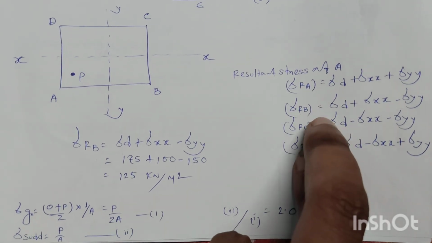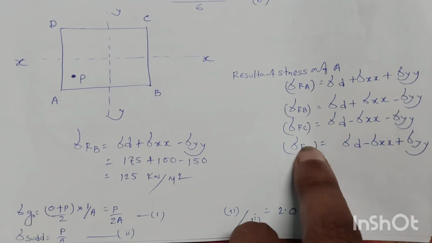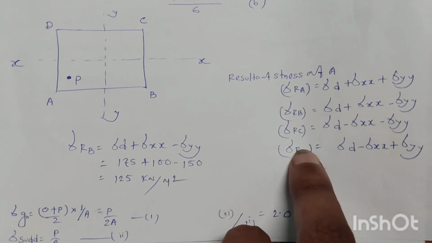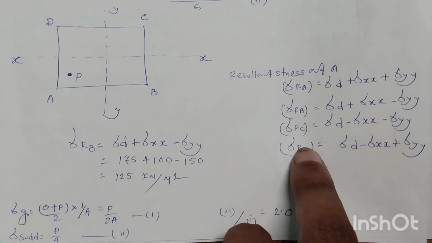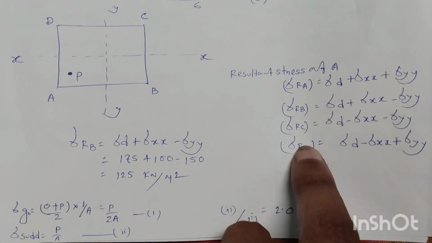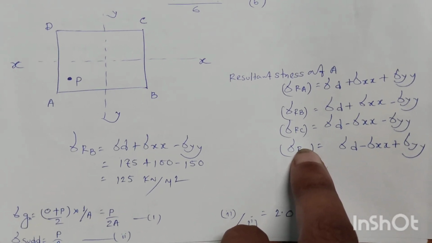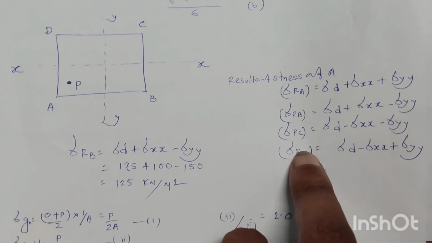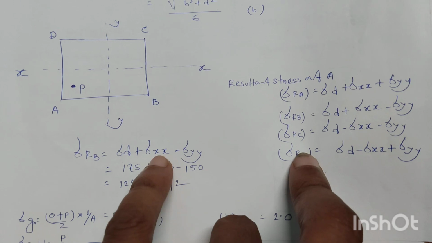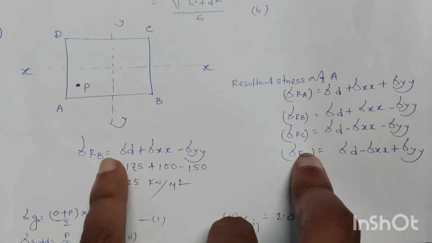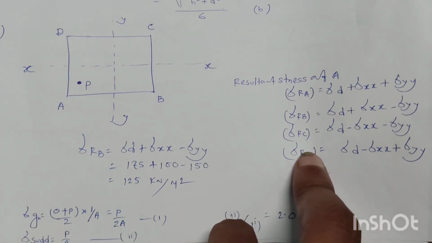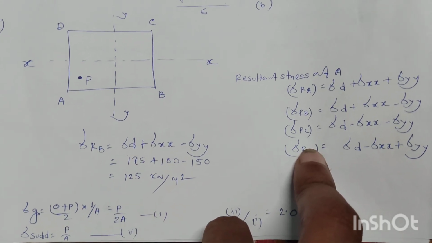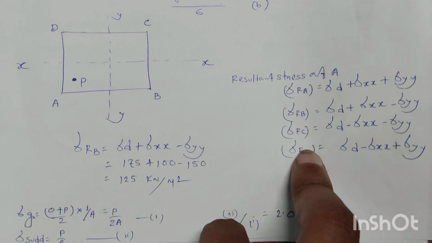So by this relation, the resultant stress at B will be equal to sigma d plus sigma xx minus sigma yy. We have the value of sigma d equal to 175 kN per meter square, sigma xx equal to 100 kN per meter square, and sigma yy equal to 150 kN per meter square. If we put all the values in this equation and calculate sigma RB, the intensity of stress at B will be equal to 125 kN per meter square. Option B is the right answer.